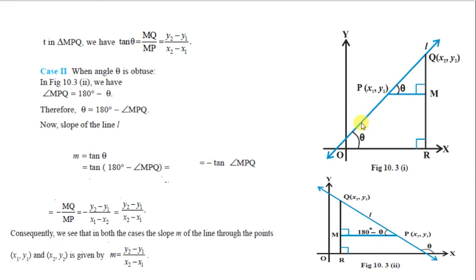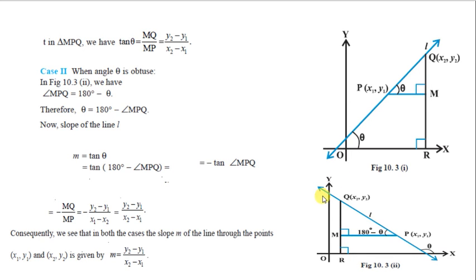So if this line is making angle theta with the positive direction of the x-axis, this angle will also be theta because PM is parallel to x. So tan theta from this triangle PQM will be equal to QM upon PM, that is y2 minus y1 divided by x2 minus x1. So when the coordinates of 2 points on the line are given as (x1, y1) and (x2, y2), then the slope is found by y2 minus y1 upon x2 minus x1.